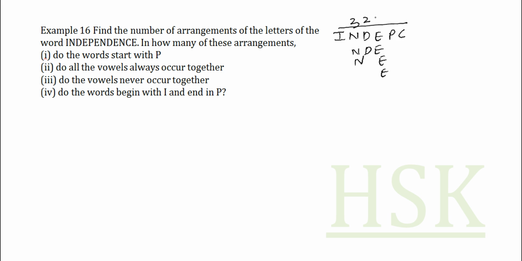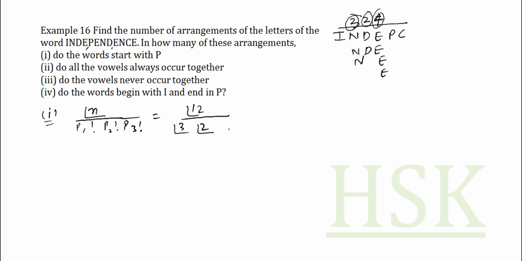2 D's and 4 E's. So this is how the letters are being repeated. Now we have to find the total number of arrangements. So the total number of arrangements of this word independence, by applying the formula n factorial upon p1 factorial into p2 factorial into p3 factorial, we are going to get 12 factorial upon 3 factorial into 2 factorial into 4 factorial.